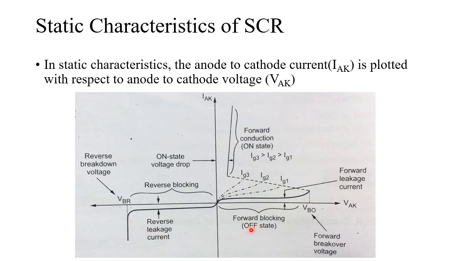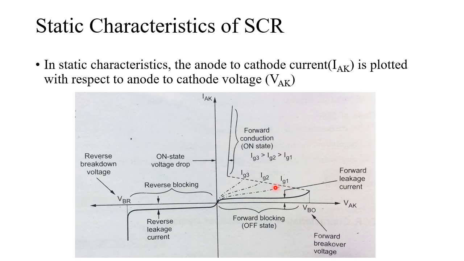The second one is the forward blocking state. This means the SCR is forward biased, that is P2 positive, N2 negative. During this stage, a small leakage current flows through the SCR, called the forward leakage current. VBO is the forward breakover voltage. When this voltage is reached, the SCR automatically turns on without any gate signal. The SCR can also be turned on before this voltage by giving a gate voltage.